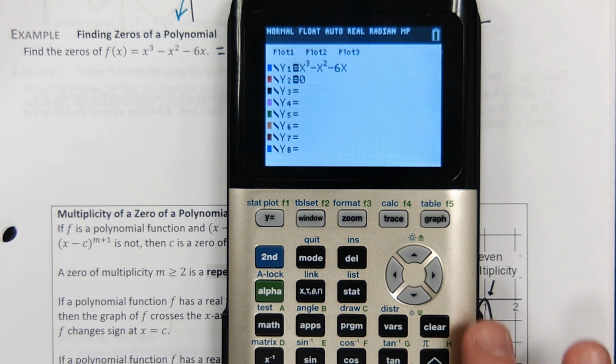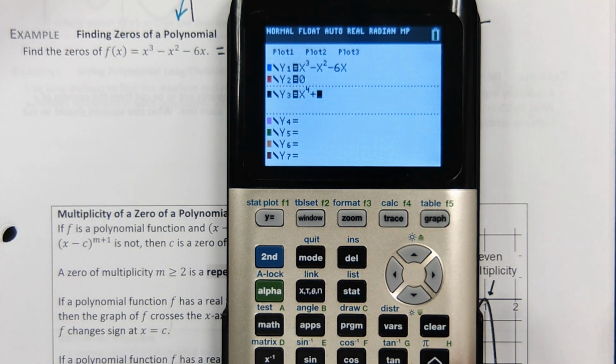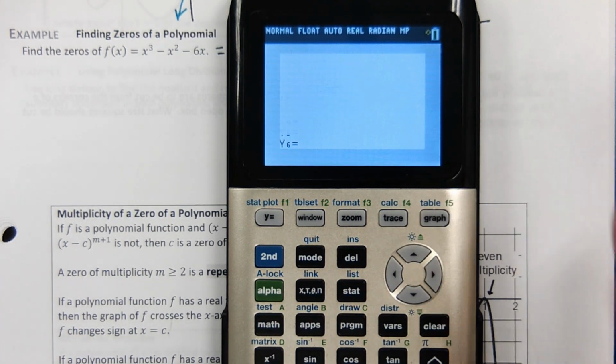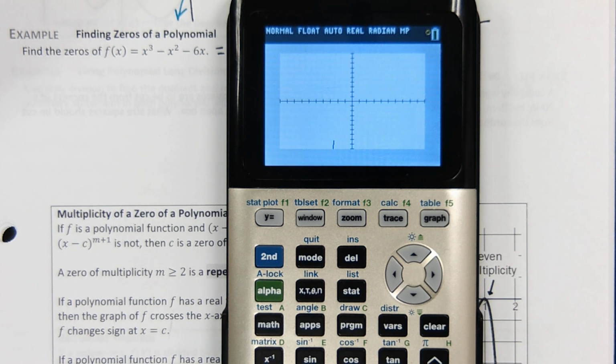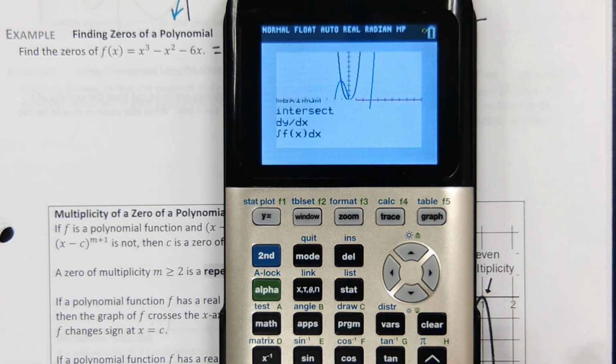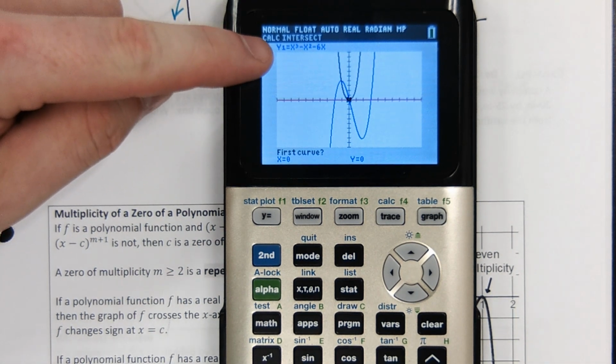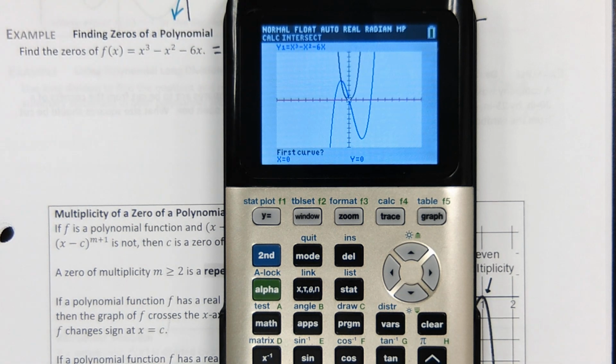there's nothing that stops me from having other things on the screen. So if I had multiple graphs going on, there's 2, and then there's the third one. Oh, figures. What a boring graph. Well, anyway, now if I go to second trace 5, it says, is this the first curve? And having a color calculator helps because you can see the directions are in blue, so it's talking about my blue curve. And I could say, yeah, that one.